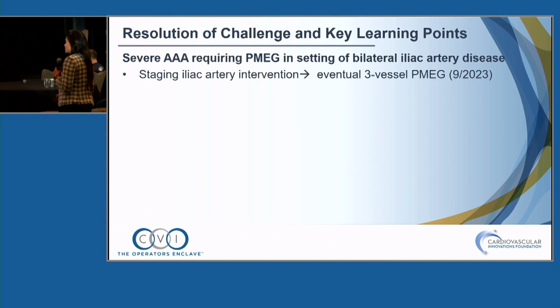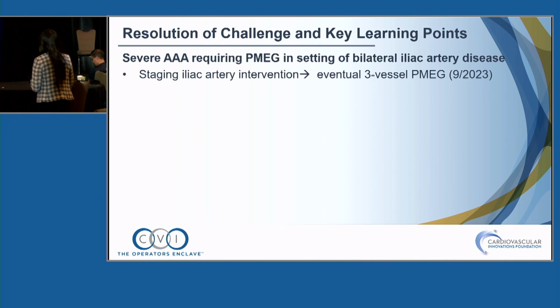So to summarize, our resolution of the challenge of having a severely calcified AAA requiring a PMEG in the setting of severe bilateral iliac artery disease was to stage her iliac artery intervention and then follow it with an eventual 3-vessel PMEG, which she's scheduled to have later this year.